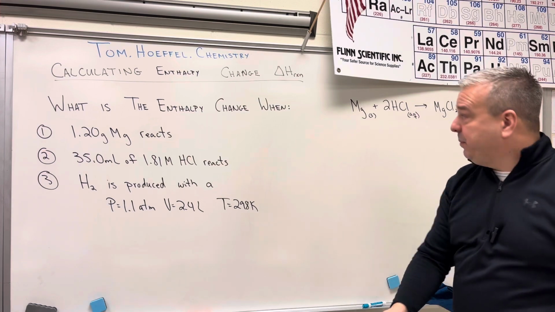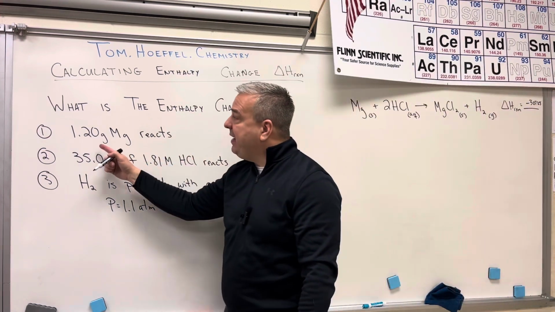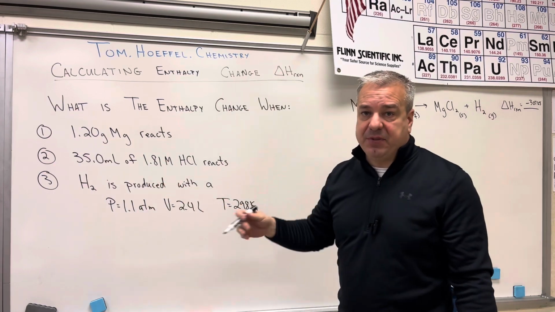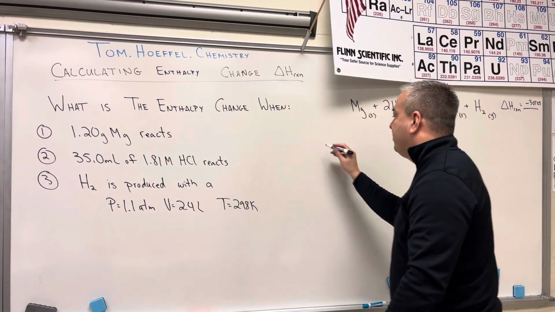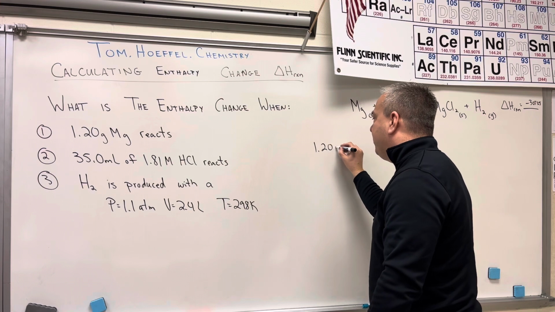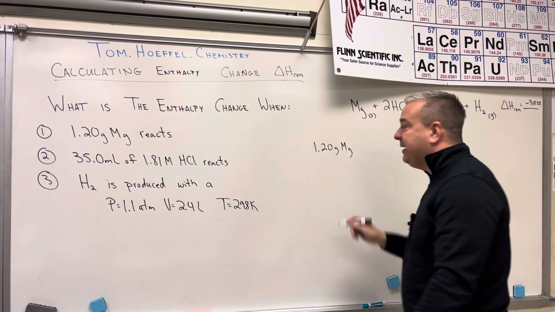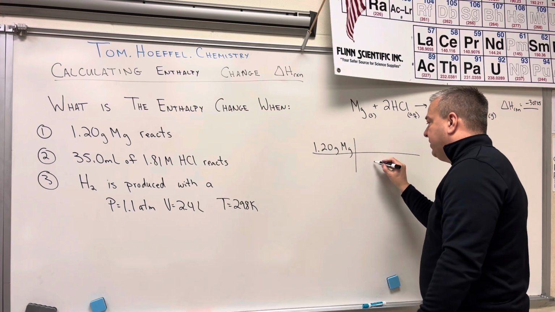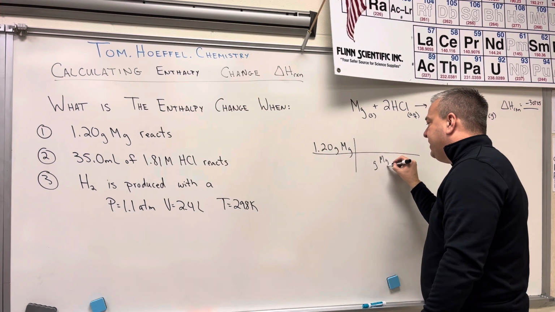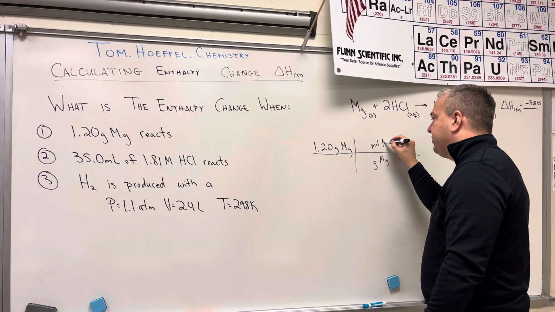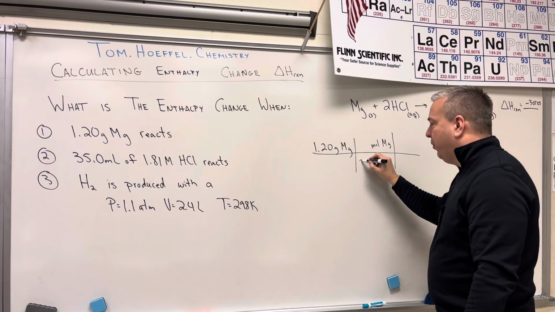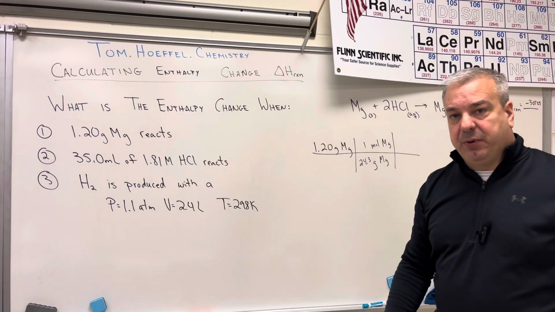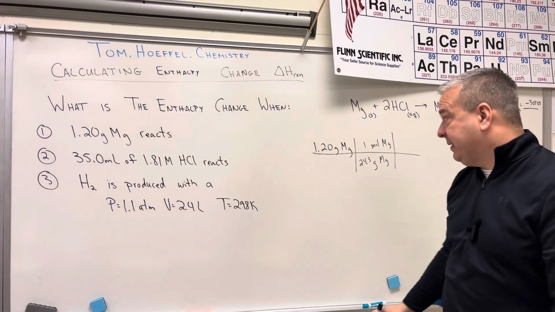So question number 1: what would the enthalpy change be when 1.20 grams of magnesium reacts? So I'm going to use 1.20 grams of magnesium as my given. And the first thing I'm going to do is convert the grams of magnesium over to moles of magnesium. And the molar mass for magnesium is 24.3 grams per mole, and I get that number off the periodic table.